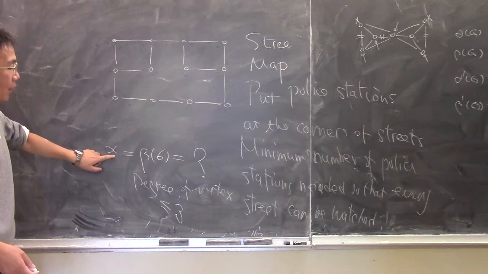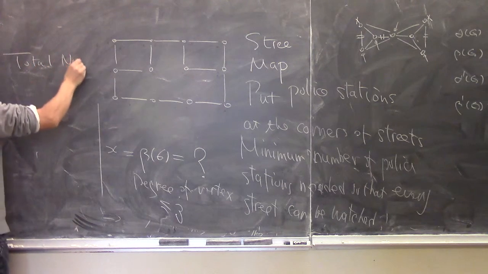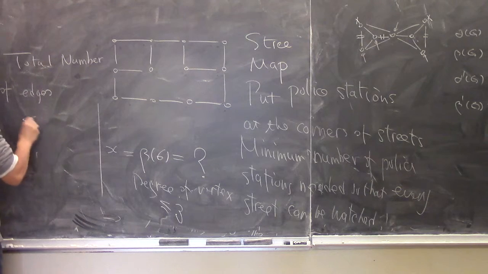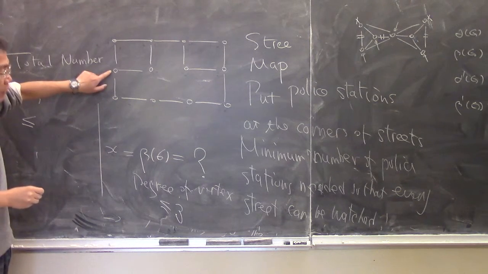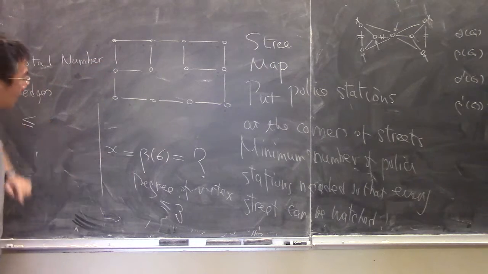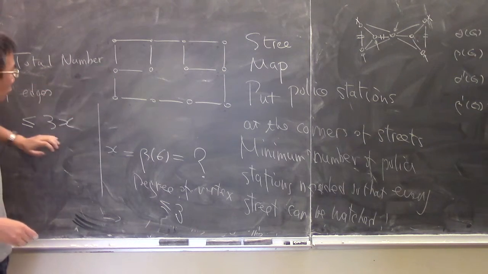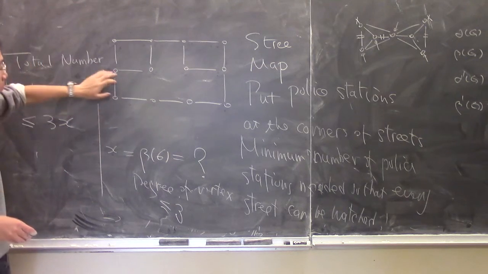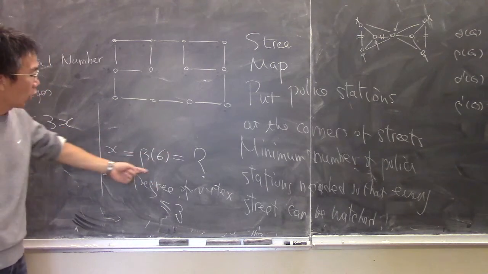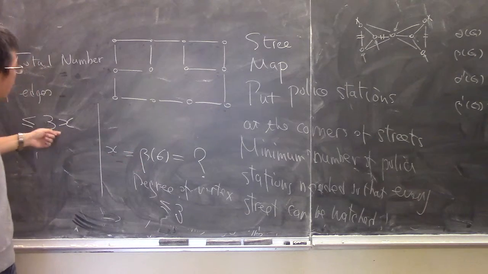So in this case, if I have x many vertices, the total number of edges covered is always less than or equal to, because each vertex can have at most 3, right? At most 3. So therefore, the total is less than or equal to 3x, right? Equal to 3x only if every vertex you pick has degree 3, right? But anyway, if the minimum number of coverage is x, the total number that can be covered by all of your vertices is always less than or equal to 3x, right?